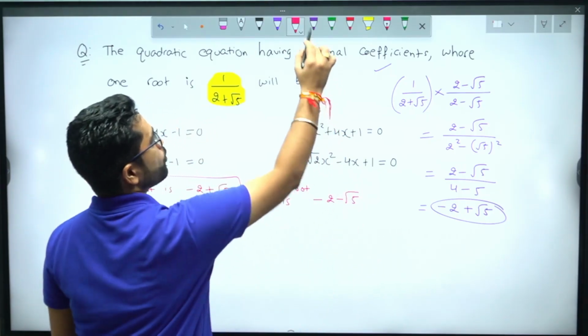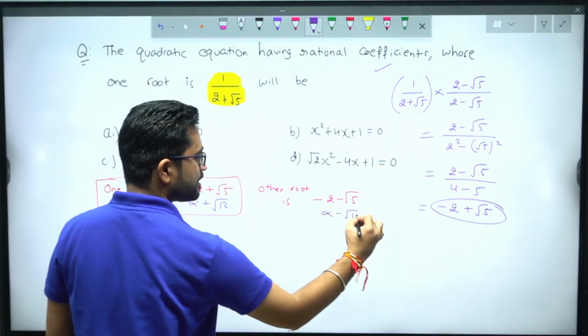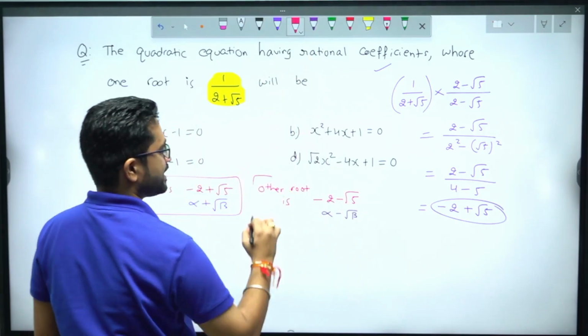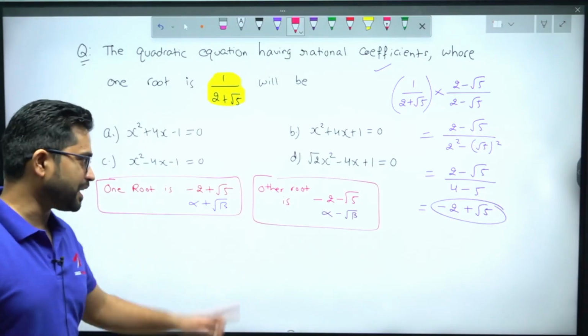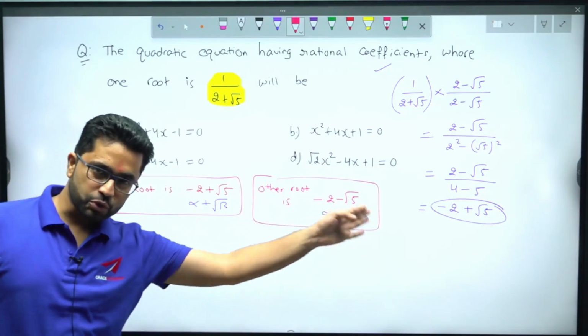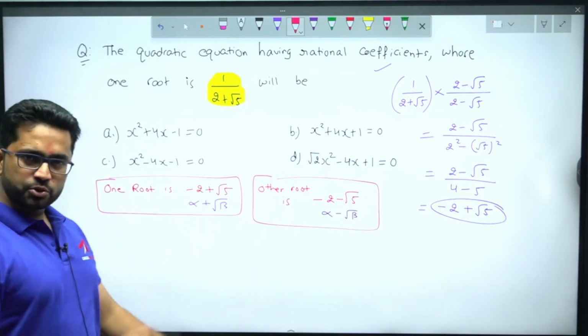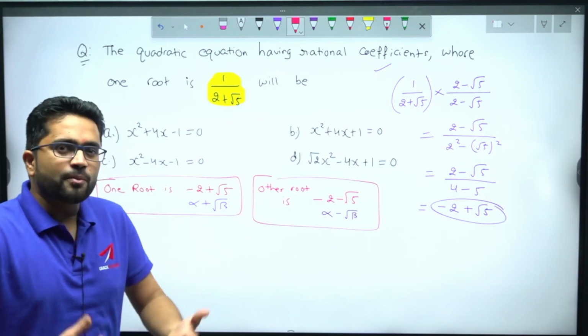Very good. Why so? Because the next root should be alpha minus root beta. Alpha is minus 2, beta is 5, so alpha minus root beta is minus 2 minus root 5. So we know the two roots. Now we can easily form that quadratic equation.